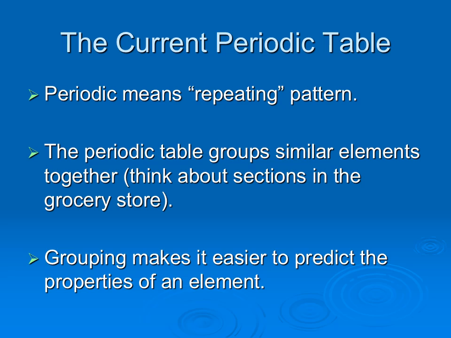So the current periodic table, the word periodic actually means repeating, so a repeating pattern. The periodic table groups similar elements together. I'd like to use the grocery store as an example. We have a produce section, a meat section, a chip aisle, a laundry detergent aisle. There are certain products that are similar that are grouped together, and the periodic table is the same way. So grouping it makes it easier to predict the properties of an element. You wouldn't group chips with laundry detergent in the grocery store.